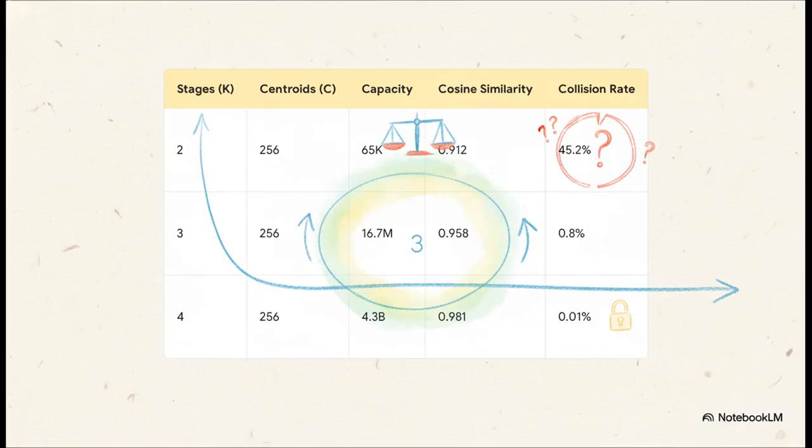Now this is where the rubber meets the road. It's a classic engineering trade-off. Look what happens with just 2 stages or 2 codes. The collision rate is a disaster. 45%. Almost half your articles are getting the same ID. No way. Now, 4 stages is nearly perfect, but the IDs are getting longer. And right there in the middle, 3 stages. You get a massive capacity of over 16 million IDs. The reconstruction quality is super high, and the collision rate is less than 1%. It's the perfect data-driven sweet spot.